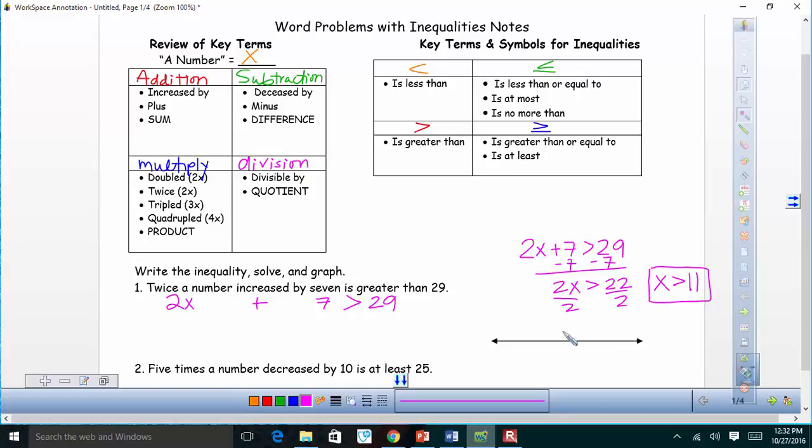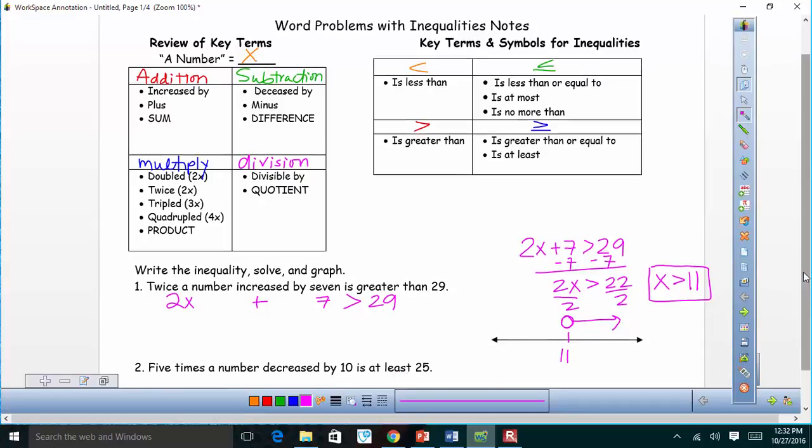And so that means that we come down here and put our tick mark, and 11, is it going to be an open or closed dot? Open. And which way is it facing? To the right. Okay. Is that pretty easy?